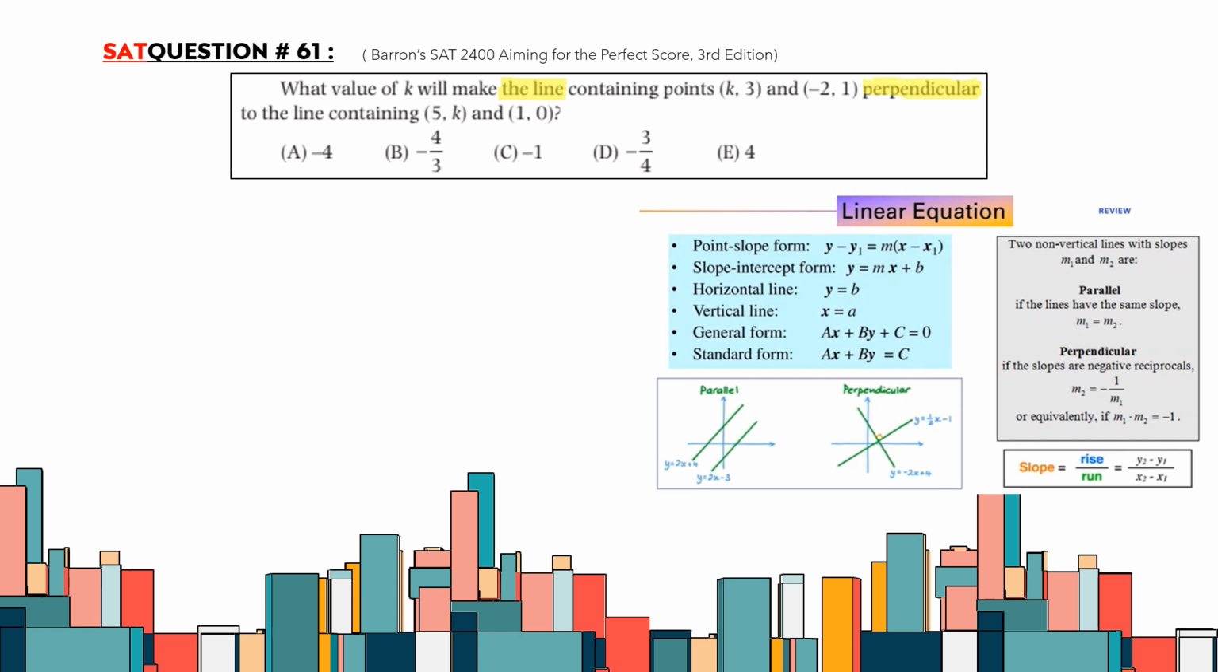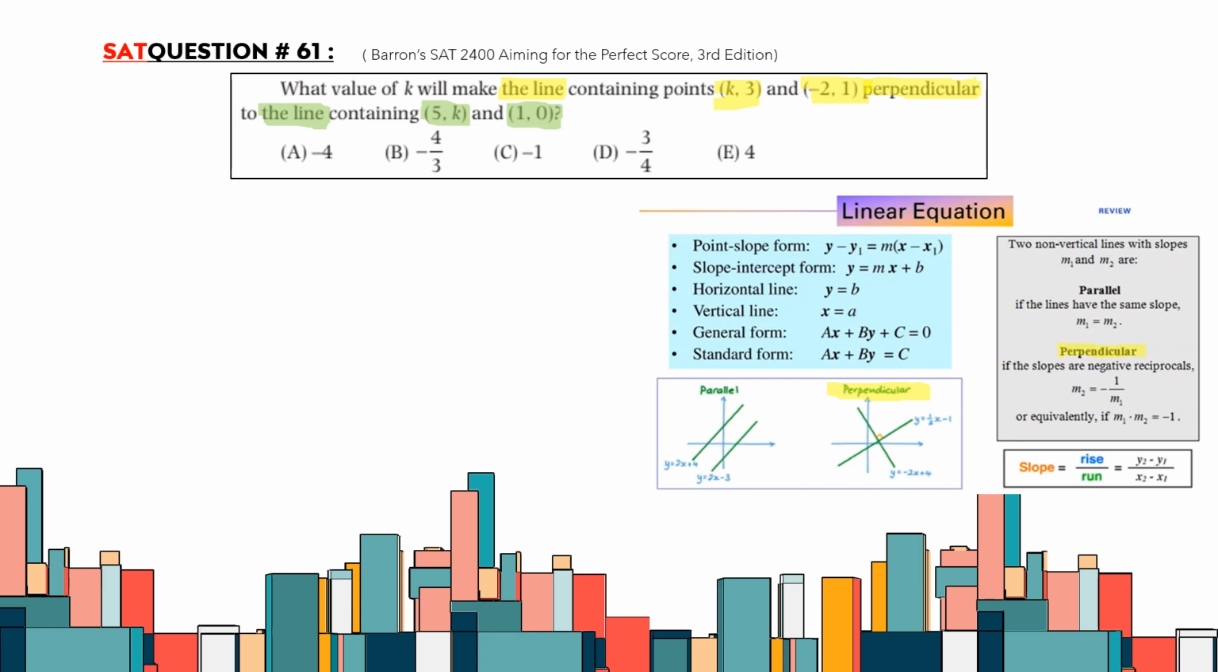So we have two lines. Let's say line number 1 contains points (k, 3) and (-2, 1), and it's perpendicular to line number 2, which contains (5, k) and (1, 0). First of all, we have to know what perpendicular means. Two lines being perpendicular means they cross, and at the crossing point, at the intersection, they form 90 degrees.